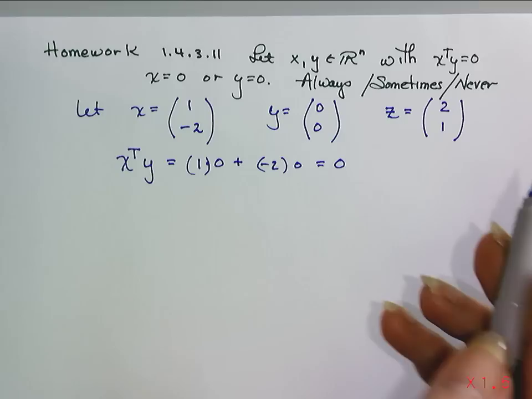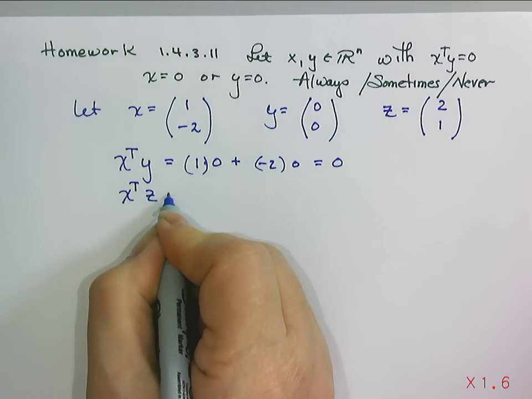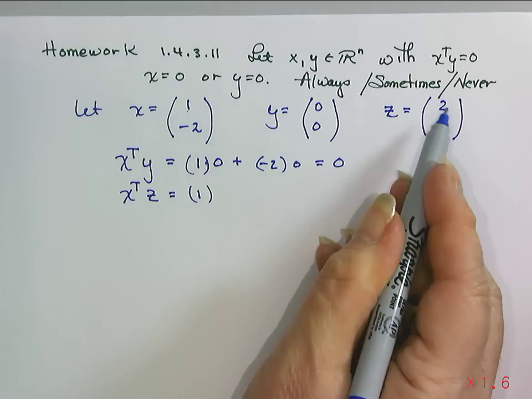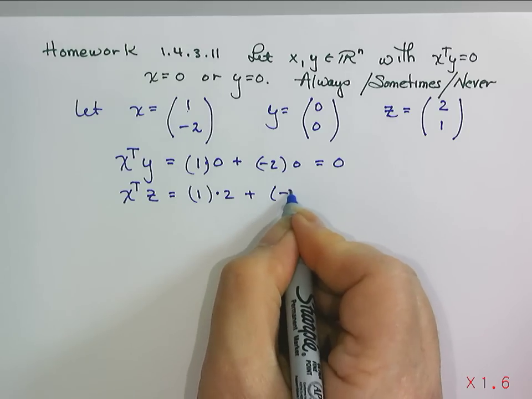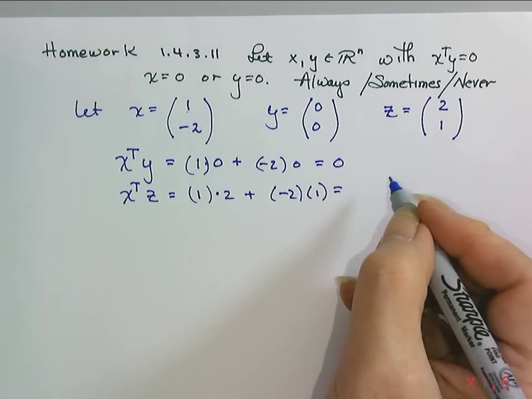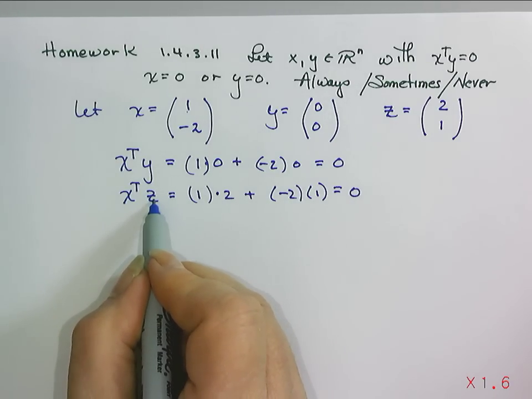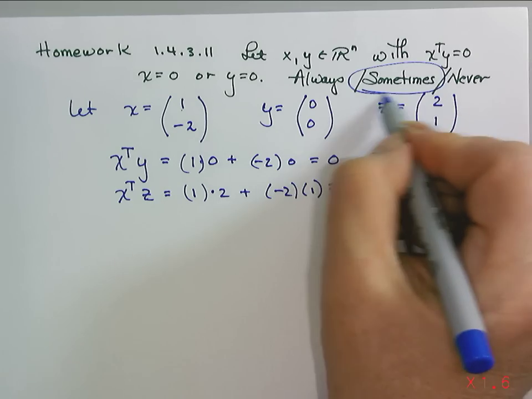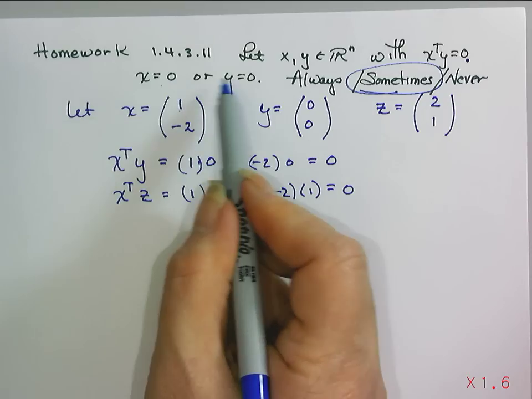On the other hand, if I look at the dot product of x and z, that would be 1 times 2 plus -2 times 1, which is 0. But neither x nor z is actually the 0 vector. So it's sometimes the case that if the dot product is 0, one of the vectors is 0.